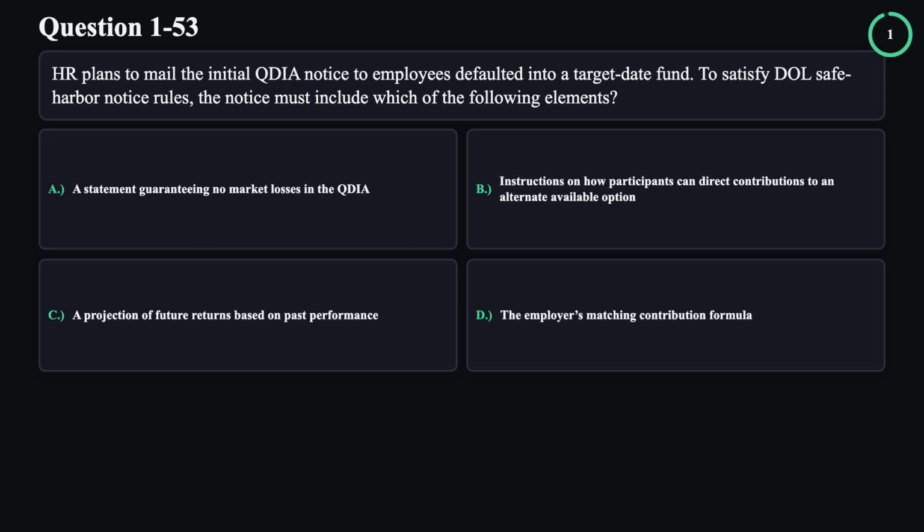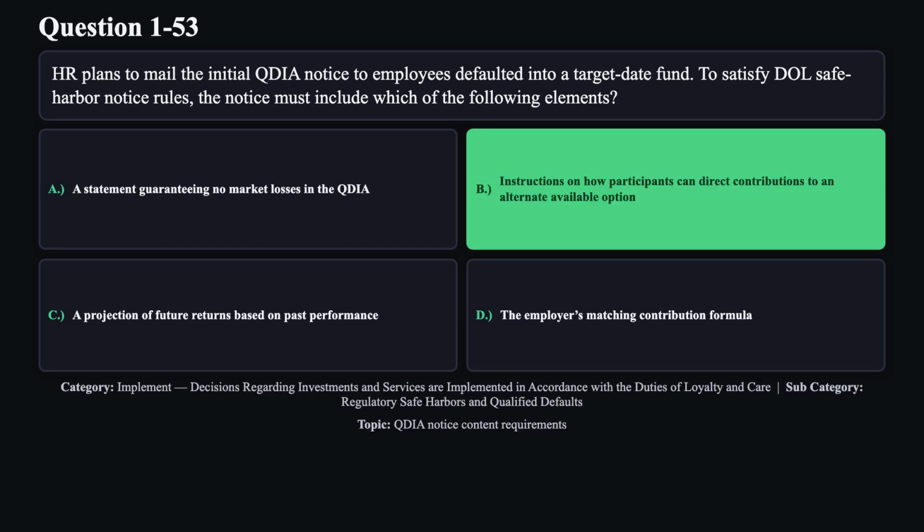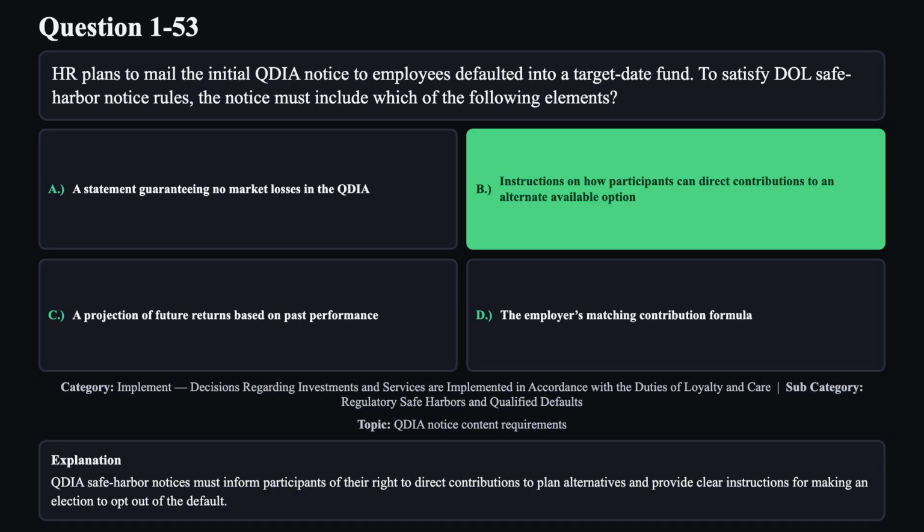The correct answer is B. QDIA safe harbor notices must inform participants of their right to direct contributions to plan alternatives and provide clear instructions for making an election to opt out of the default.